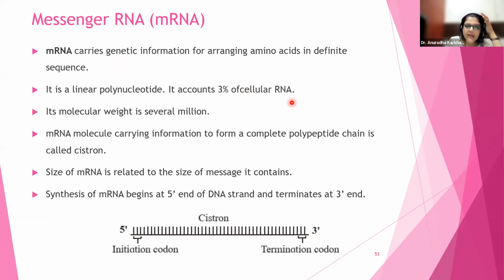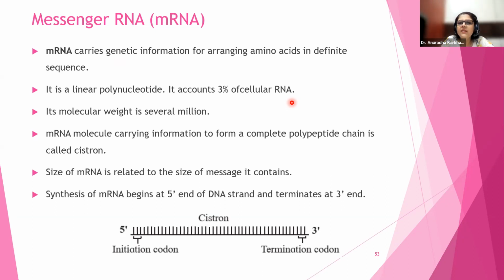So that's what I said, that entire DNA will not be copied. Only a part of DNA will be copied. That part of DNA which is going to be copied as mRNA will be called a cistron. Size of mRNA is related to the size of the message it contains. So if more nucleotides have been copied, then the mRNA will be longer. If fewer nucleotides have been copied, it will be shorter.